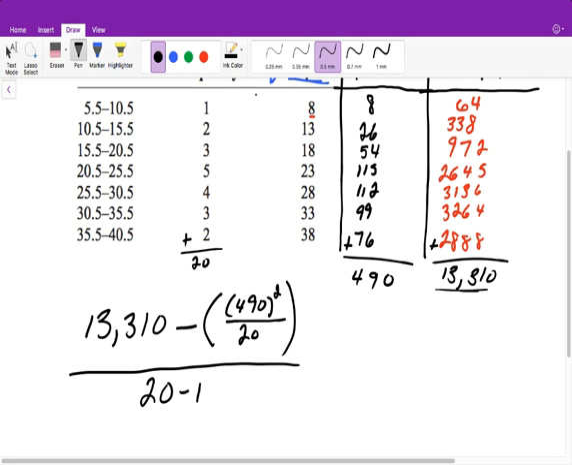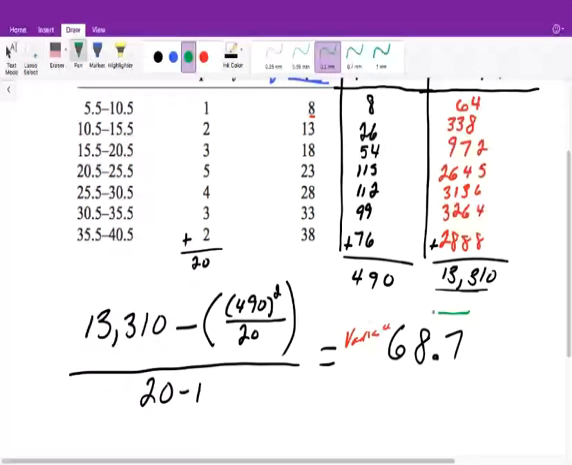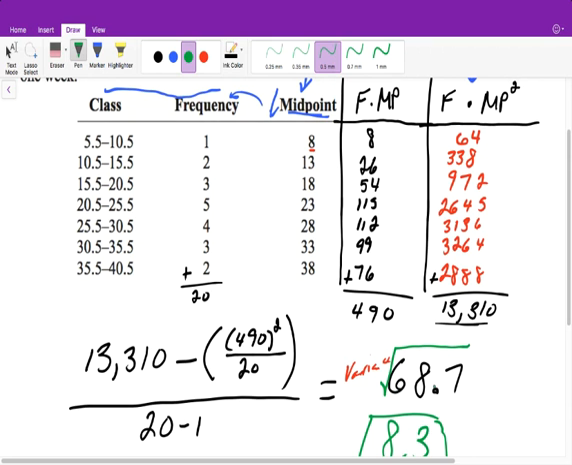So the first thing we would do is square the 490. Then we divide that by 20. We subtract our answer from 13,310, divide it by 19, and that will equal 68.7. But the problem is this is our variance. Remember, our standard deviation is after we take our square root. So we take the square root of this number, and that will be 8.3. So the standard deviation of this grouped frequency would be 8.3.